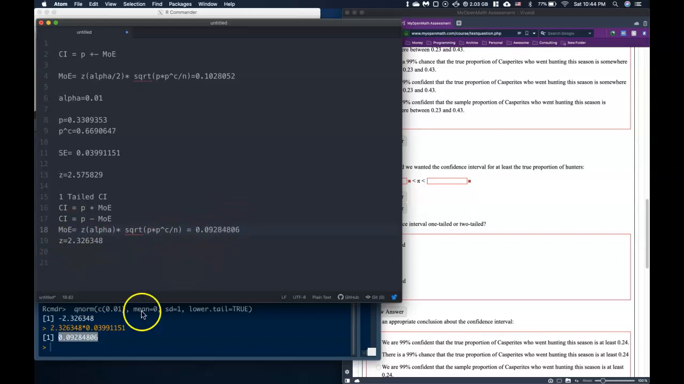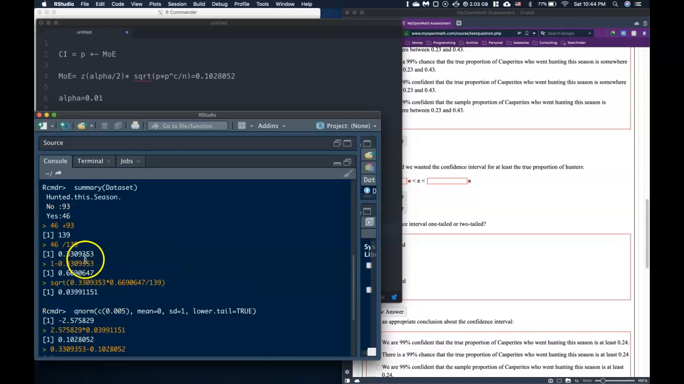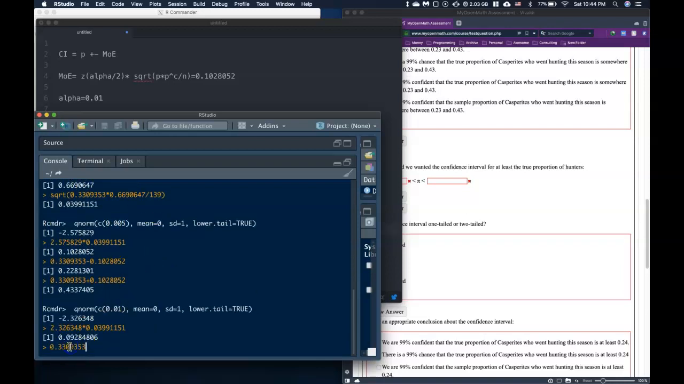Now with our z and our margin of error, we're ready to calculate our new confidence interval. When we want to say "at least," we know that we want to go down a little bit. So we're going to do our p minus our new margin of error. Let's go grab our p, which is our sample proportion, and paste it in, minus our new margin of error.